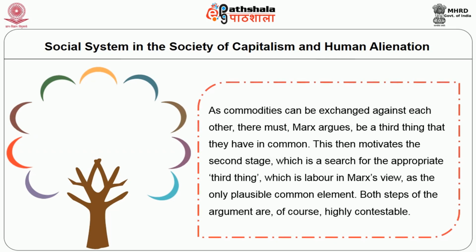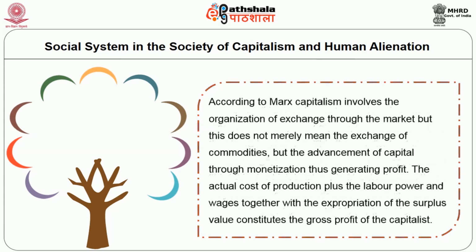As commodities can be exchanged against each other, there must, Marx argues, be a third thing that they have in common, and this motivates the second stage, which is a search for the appropriate third thing, which is labor in Marx's view, and the only possible common element. Both steps of the argument are, of course, highly contestable.